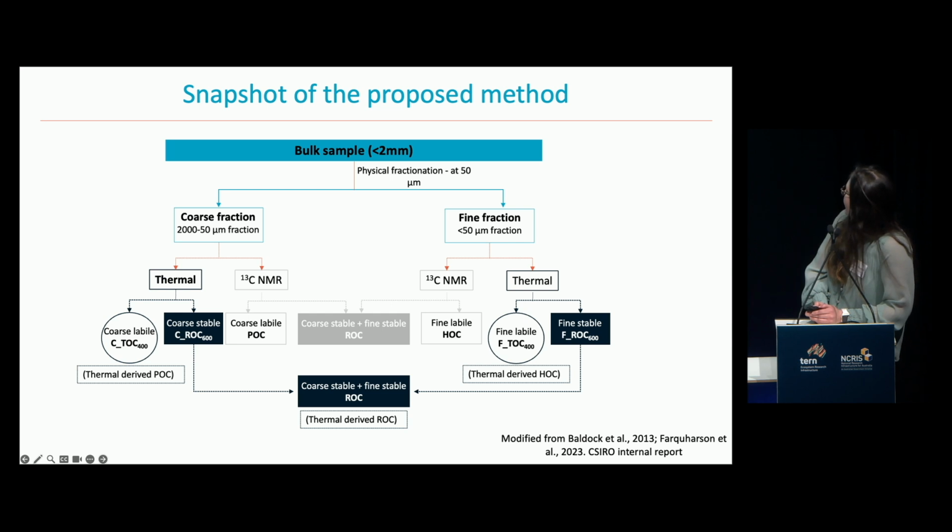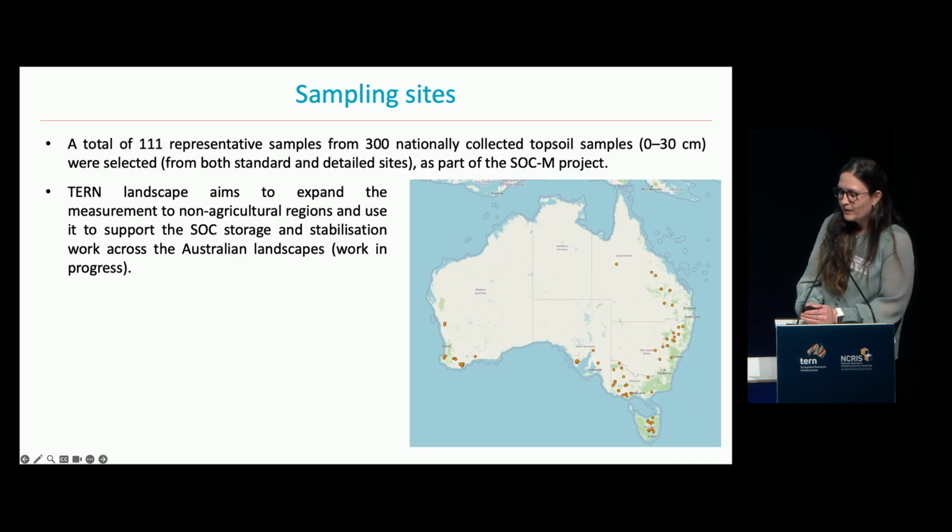The NMR characterization is based on the Baldock et al. methodology. And we try to put it all together and look at the deviation and alignment between the two methods. For this, we use a total of 111 samples that were collected in the framework of the SOCOM project from different pedoclimatic conditions across Australia.